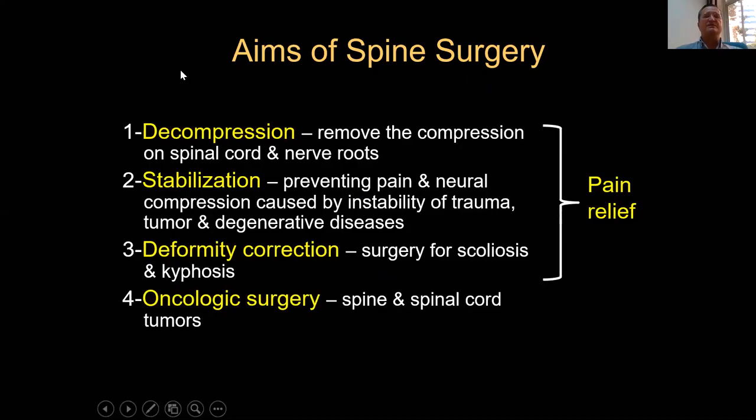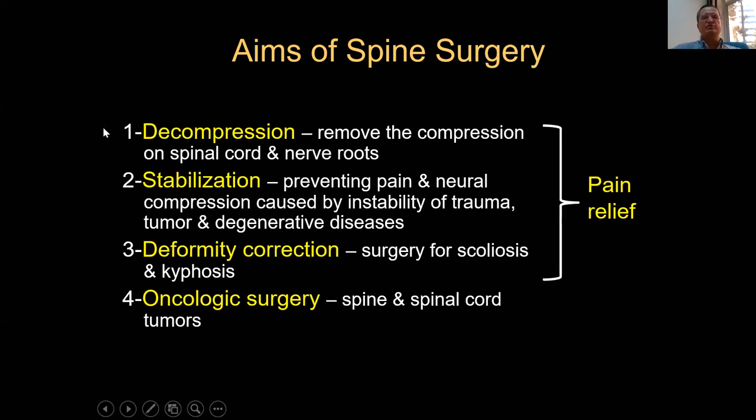I will start with this slide. What are the aims of spine surgery? First of all, decompression is the main aim. The neurosurgeons are very familiar with that. Then stabilization, which is to prevent pain and neural compression caused by instability from trauma, tumor, and degenerative diseases. Deformity correction is another aim: the surgery for scoliosis and kyphosis, and oncologic surgery to remove the tumors.